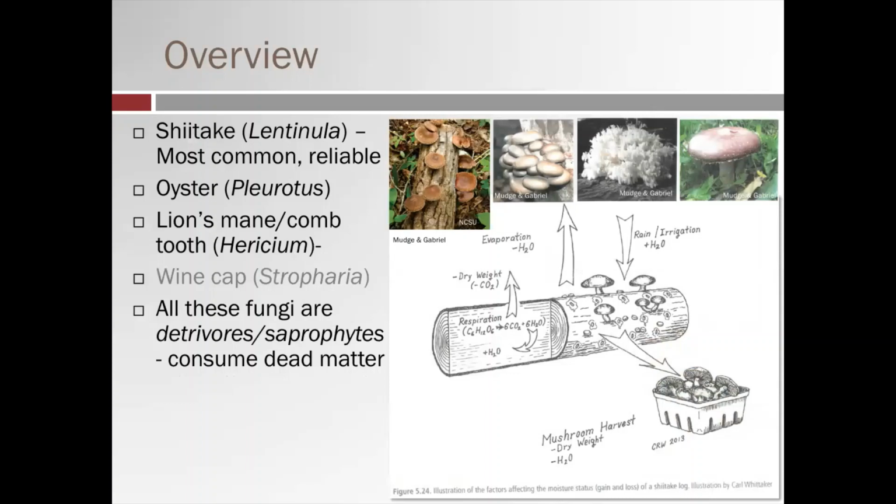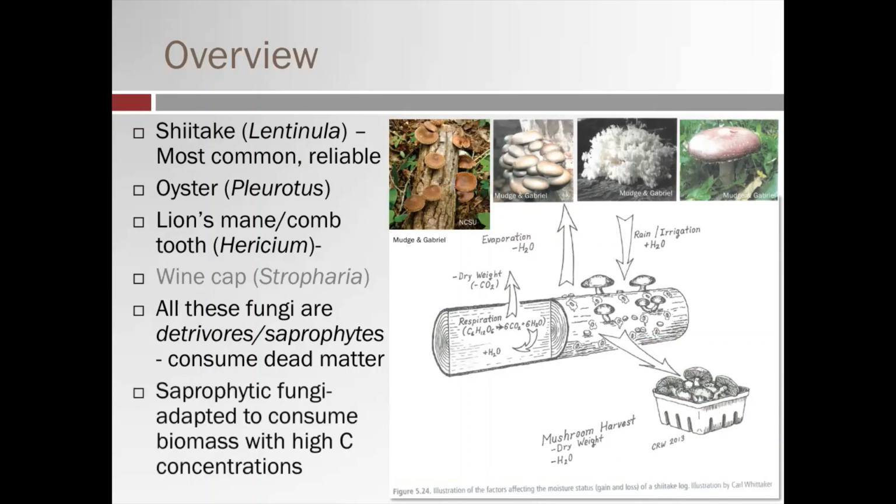All these species of fungi are what's referred to as detrivores or saprophytes. And what that means is they consume dead matter. Saprophytic fungi are organisms that are really well adapted to consume biomass that has a really high carbon concentration. And as you might guess, wood has a really high carbon concentration. So they're very well adapted at breaking those down, and that's why they specialize in this.